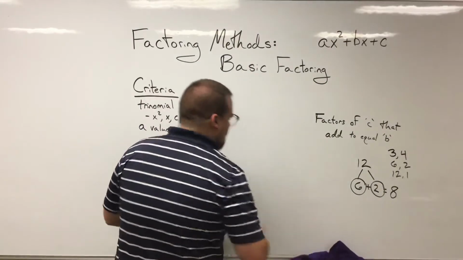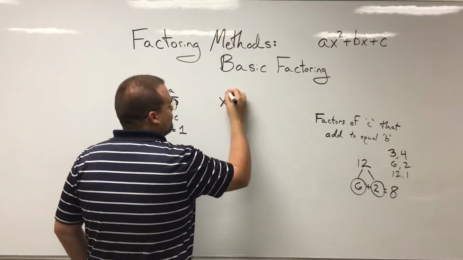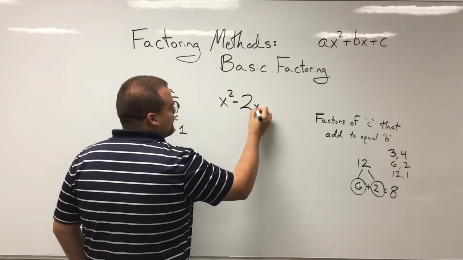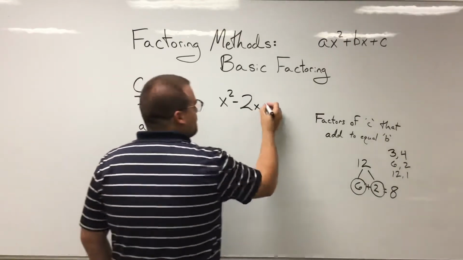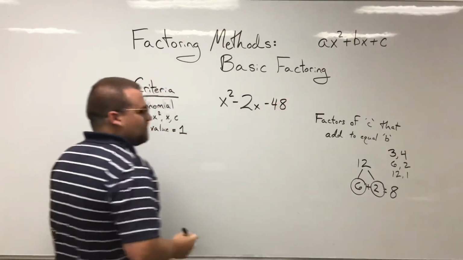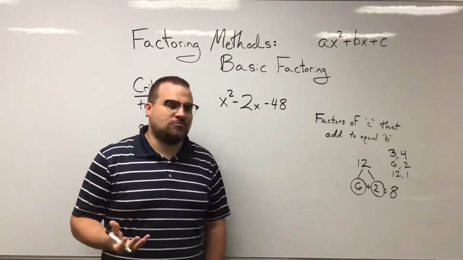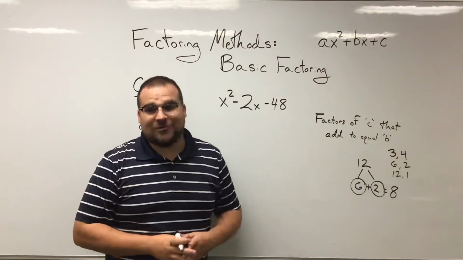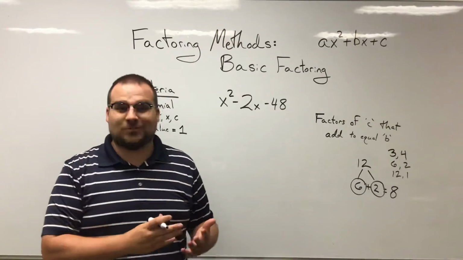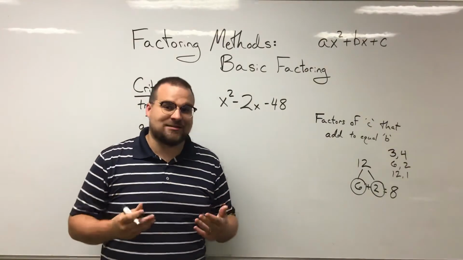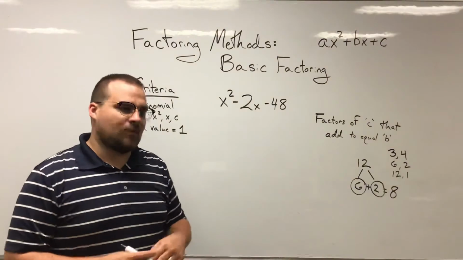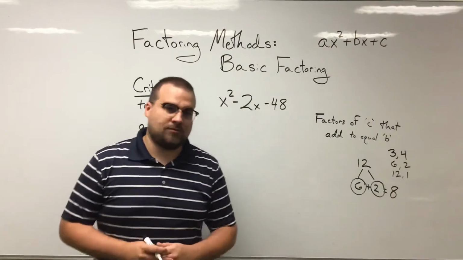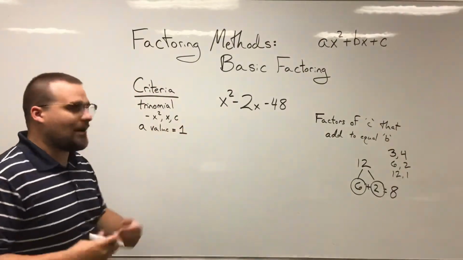And let's say we have x squared minus 2x minus 48. This one's a little more difficult. We have some negative signs in there. Now, I may be in the minority here, but whenever I see a minus sign in an expression, that automatically makes it seem like it's going to be a harder problem. Well, it might be a little more challenging, but the process is not any different. So let's go ahead and make sure this meets our criteria.